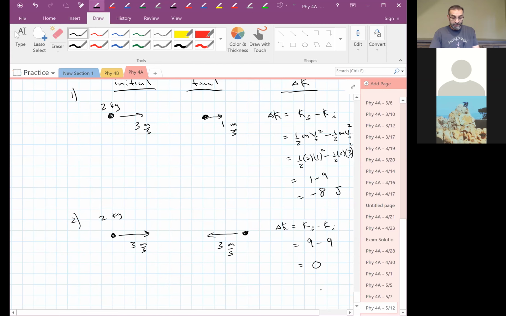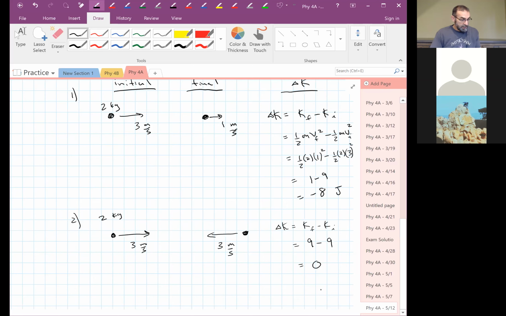Zero, right? It is not a vector quantity. It's a scalar. So the speed did not change. The mass did not change. The kinetic energy did not change.